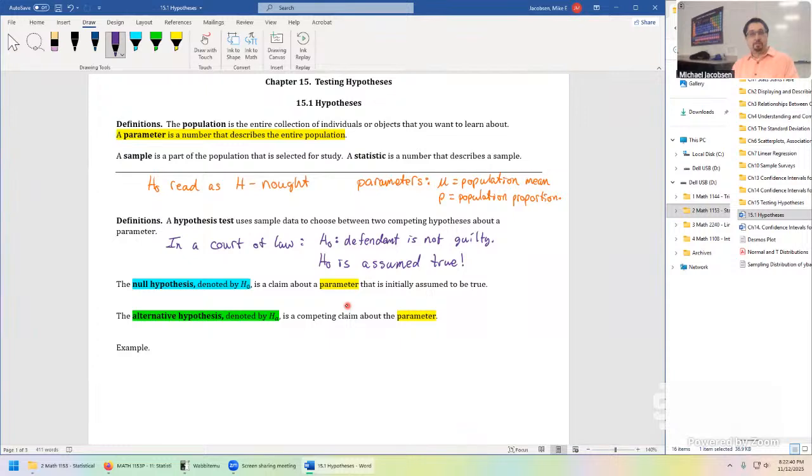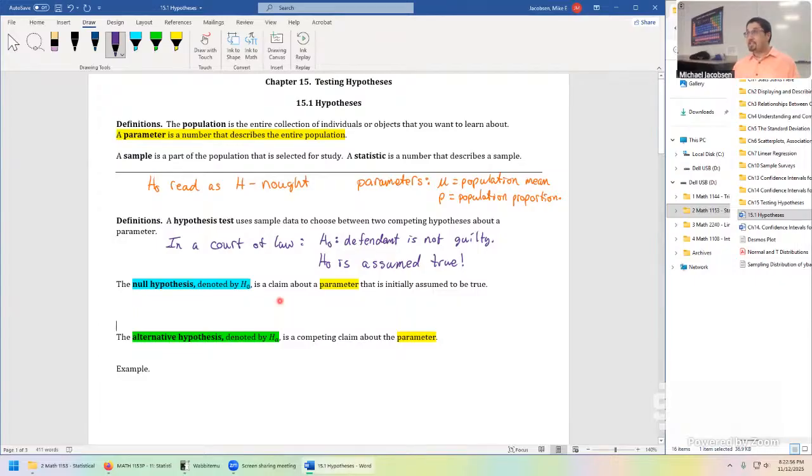But under the assumption that H naught is true, we start gathering evidence and say, well, how likely is this assumption? As evidence starts to pile to the contrary, that's what HA is trying to establish. This is essentially the job of the prosecuting attorney. That's our job as the statisticians. We are trying to show the alternative hypothesis is actually true.